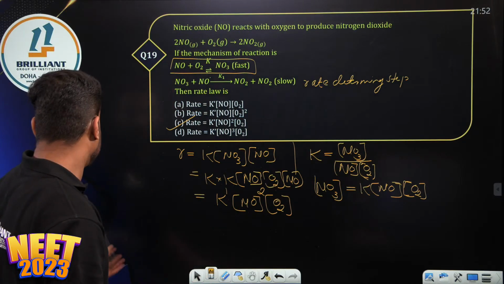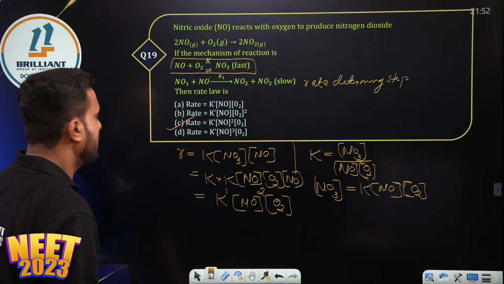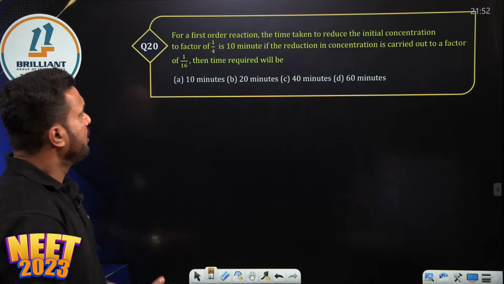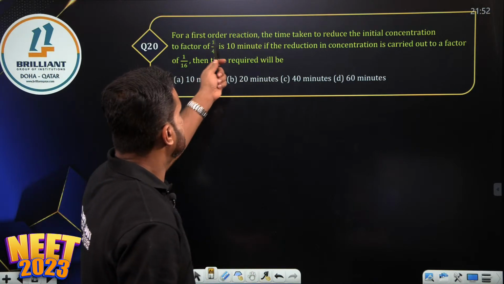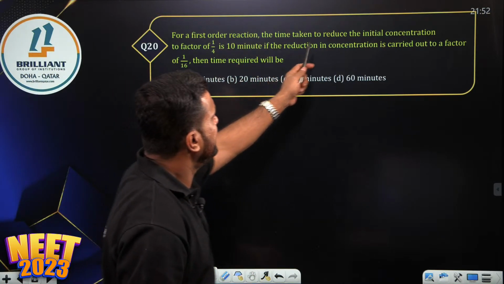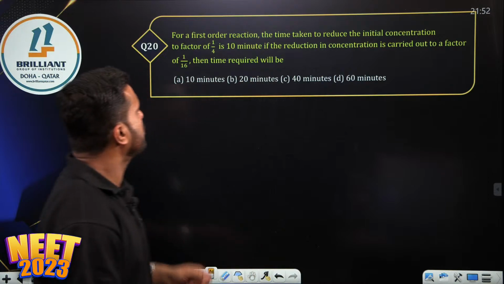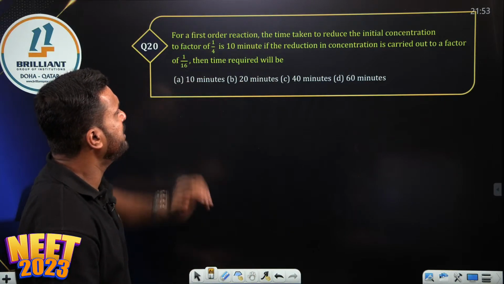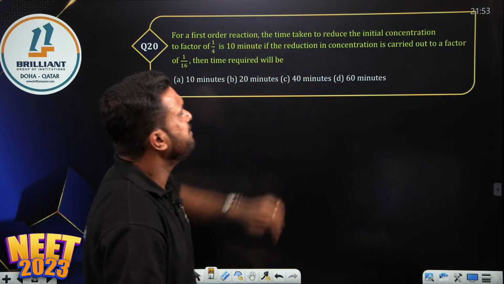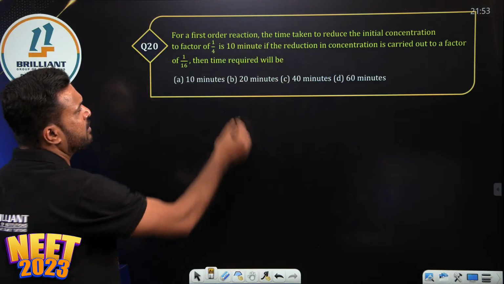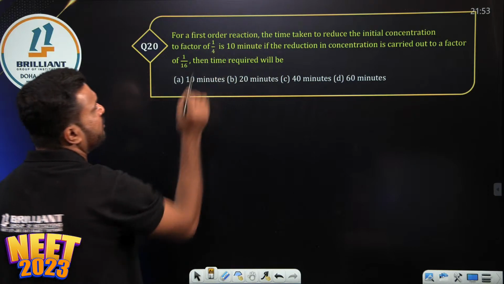So we will go to question number 20. Hope you understood this one. Question number 20 is another different one. For a first order reaction, the time taken to reduce the initial concentration to a factor of 1/4 is 10 minutes.